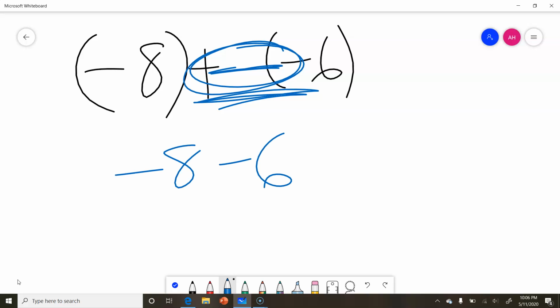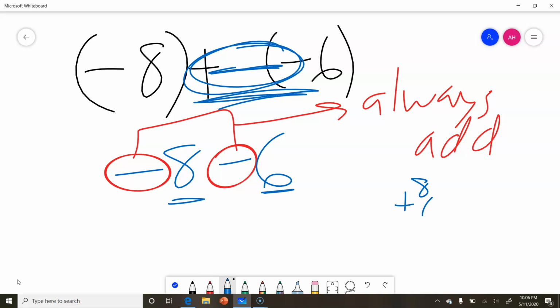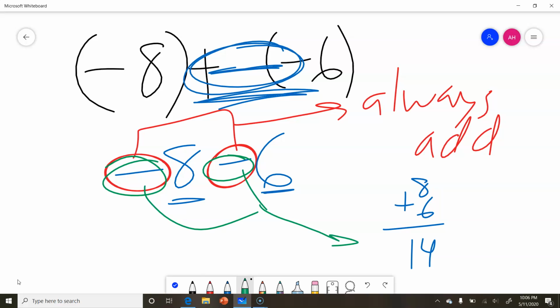You have negative 8 minus 6. And then our rule, when we have the same signs, we always add. And so we add these two numbers, the 8 and 6, and that gets us 14. But then we remember that we've had two negatives. So those two negatives come right here, and we have the final answer, which is negative 14.